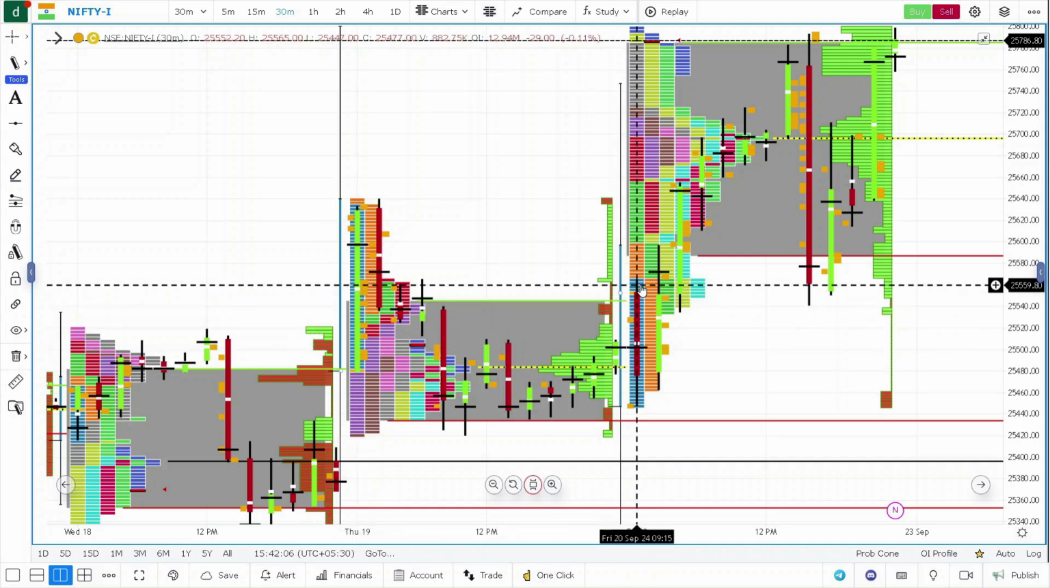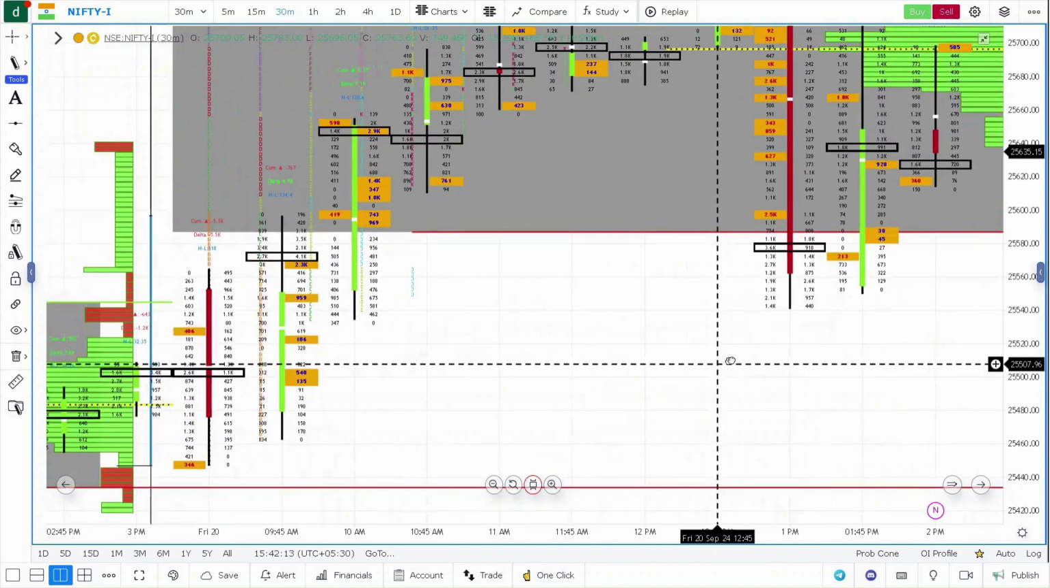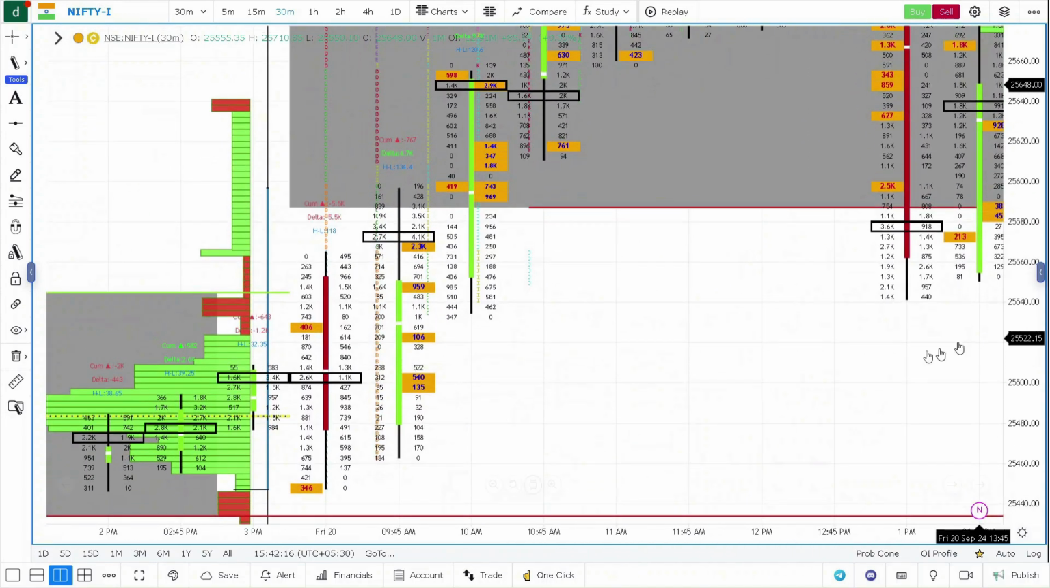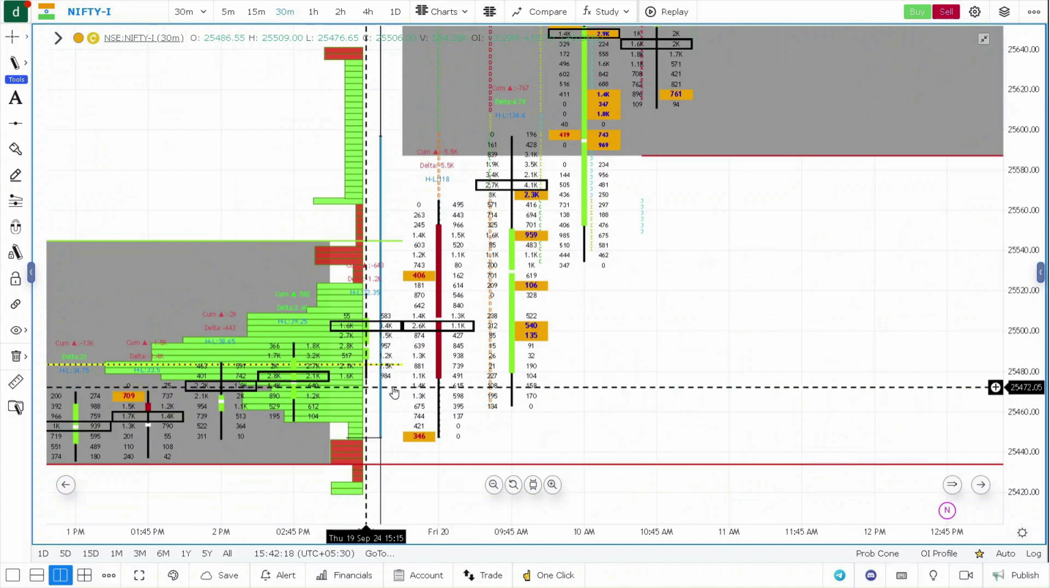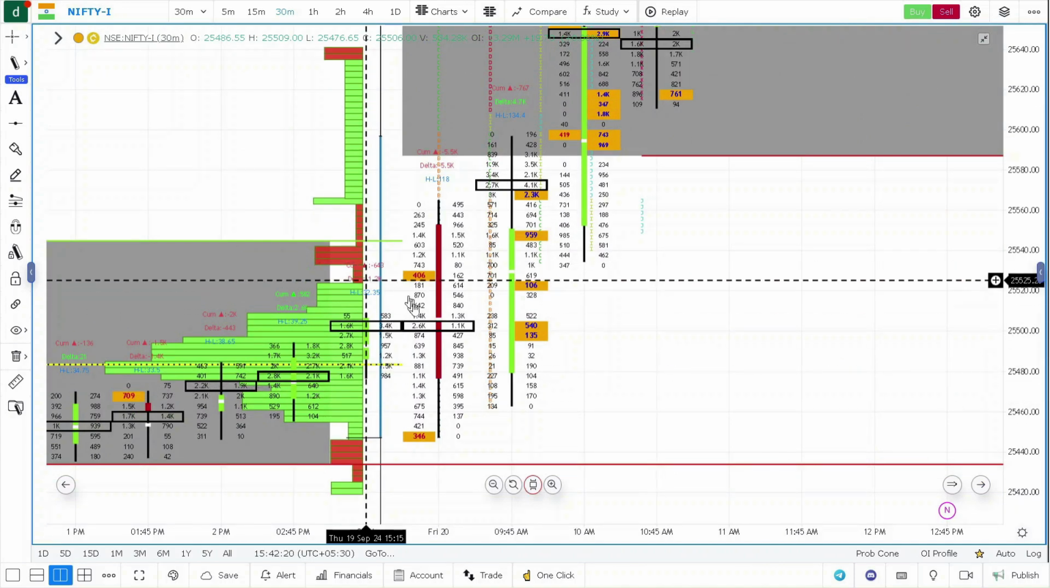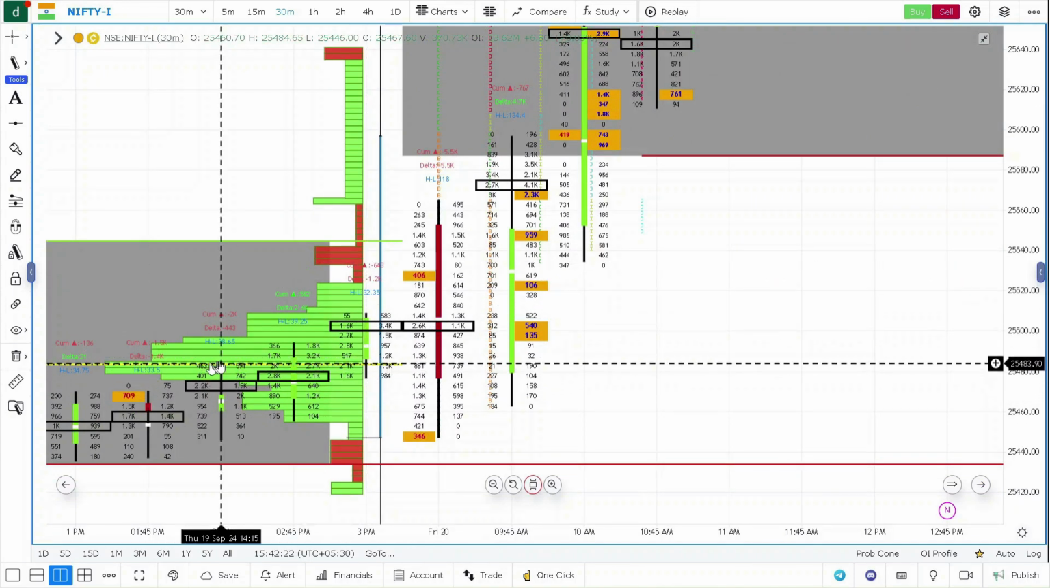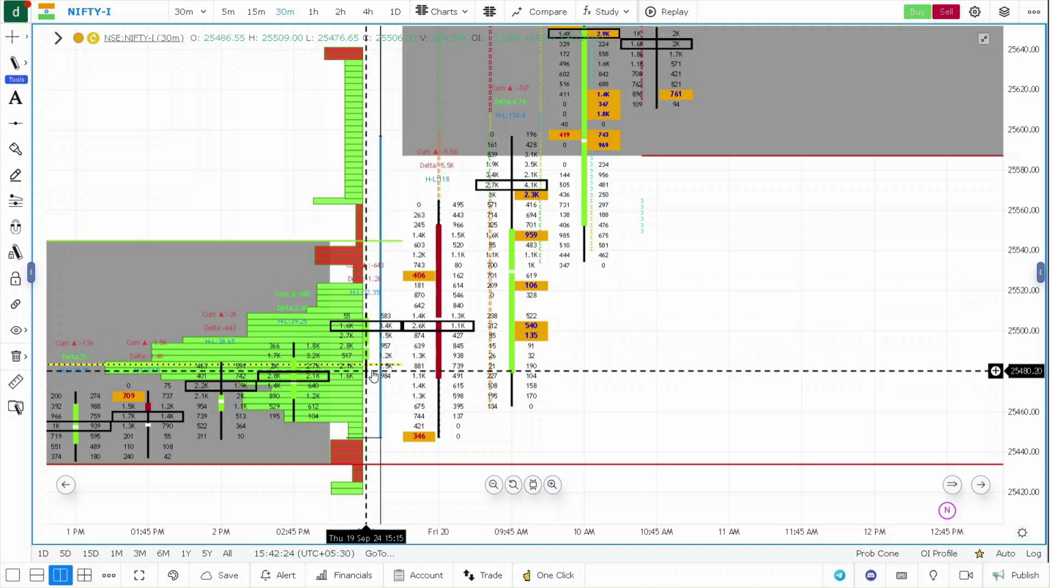But then the prices went down. Why did the prices go down? If you look, there was a good amount of unfinished business at 984 yesterday. So that attracted the prices. Along with that, there is a good amount of PPOC which attracted the prices.